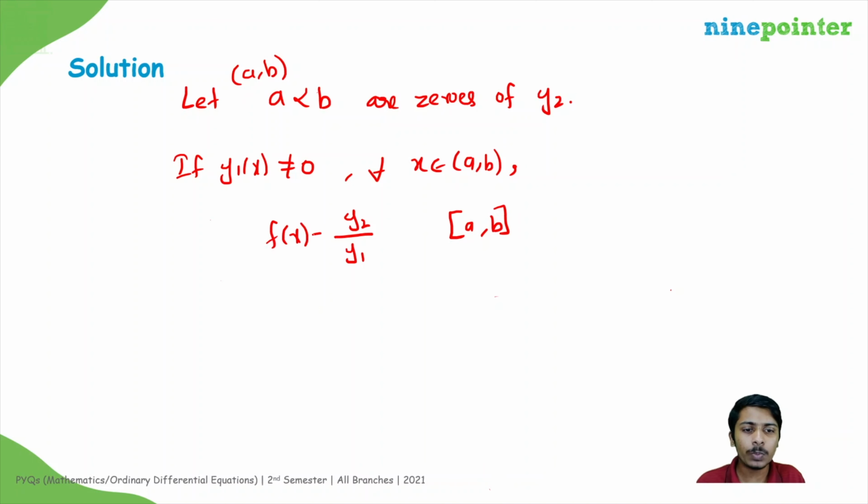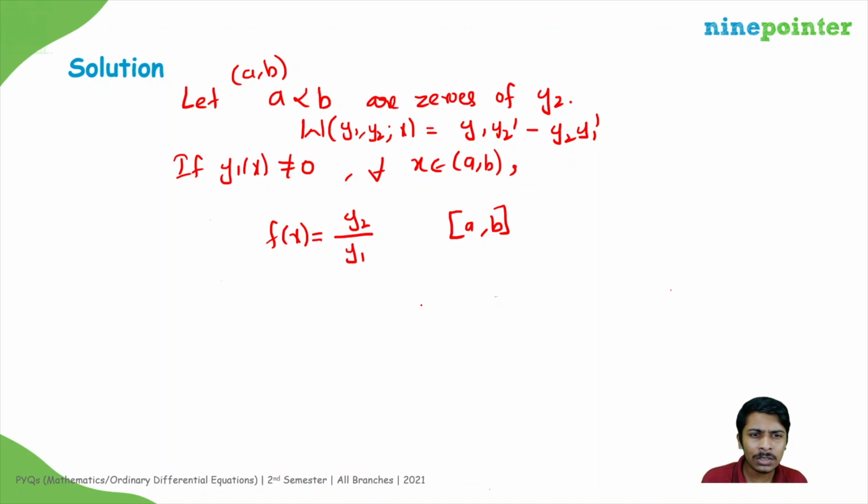I will explain why this can be done. In the open interval, I can define this because we have assumed that y1 is non-zero. But why on the closed interval? I will explain that. So we have our Wronskian. What is the Wronskian? The Wronskian of y1 and y2 at the point x is equal to y1 y2 prime minus y2 y1 prime. And since y1 and y2 are linearly independent solutions, this Wronskian cannot be equal to 0 at any point.